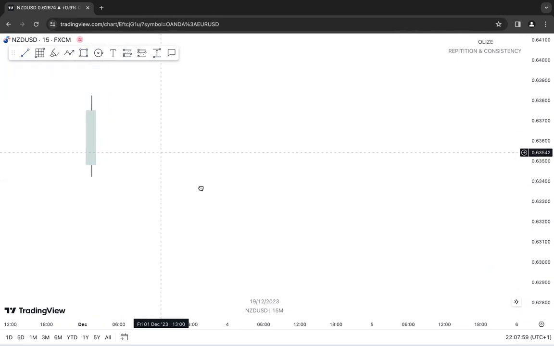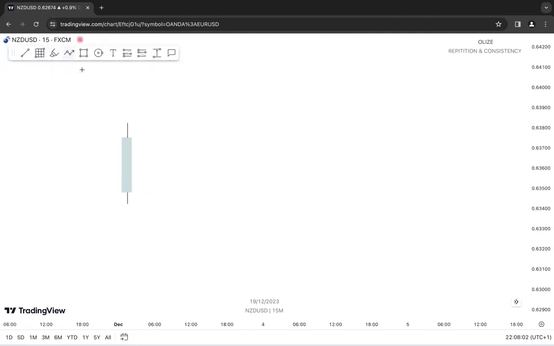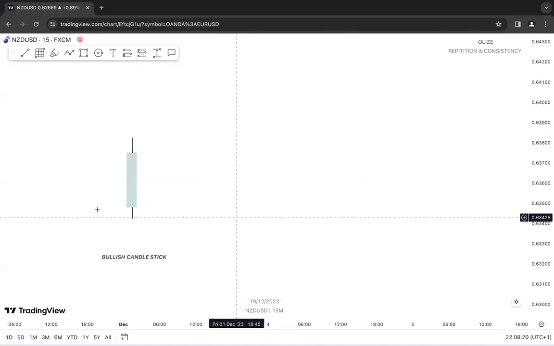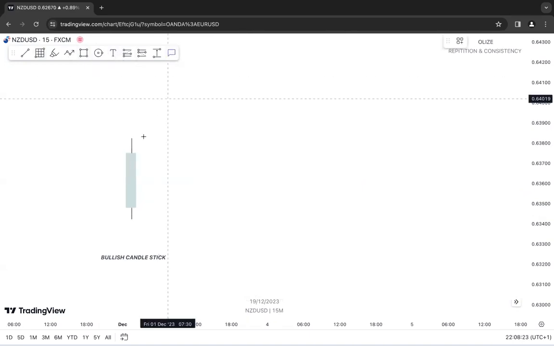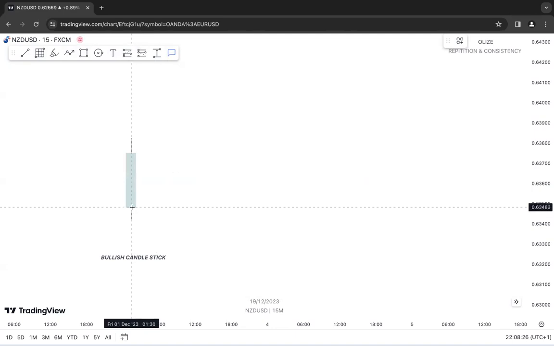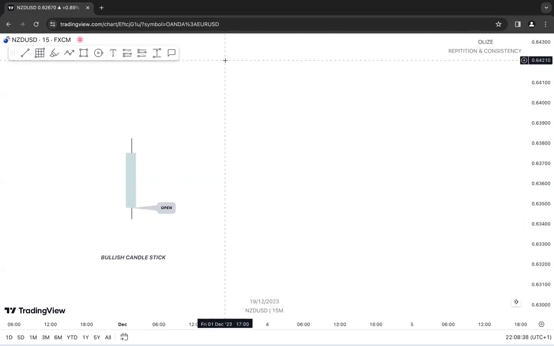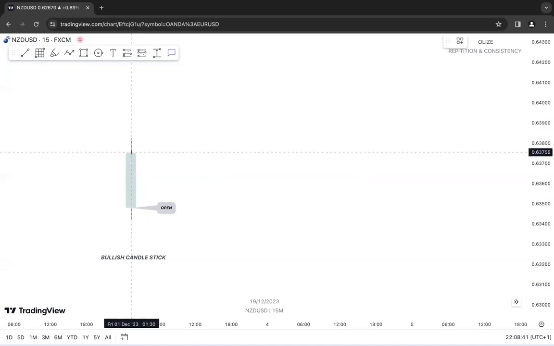Okay, so let's assume there's a candlestick. This is what a bullish candlestick looks like. So this is a bullish candlestick. This point is the open. And this point is the close.